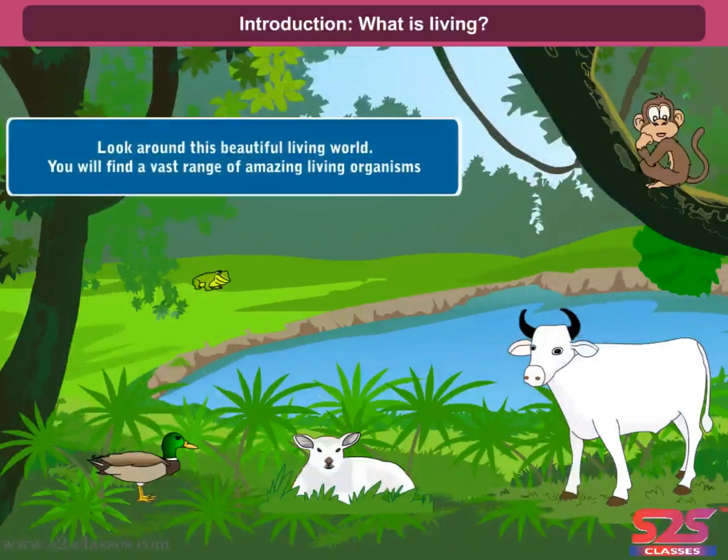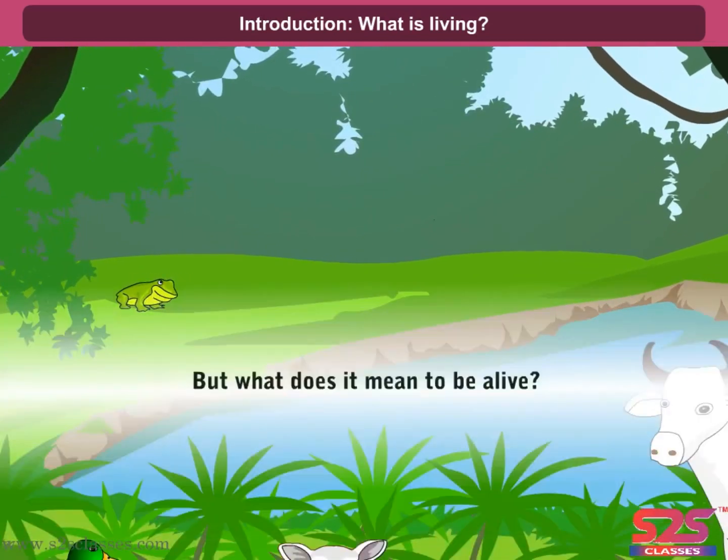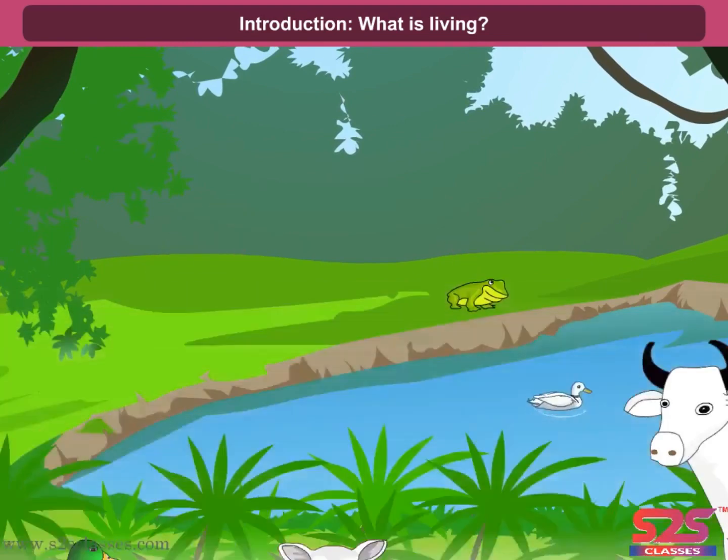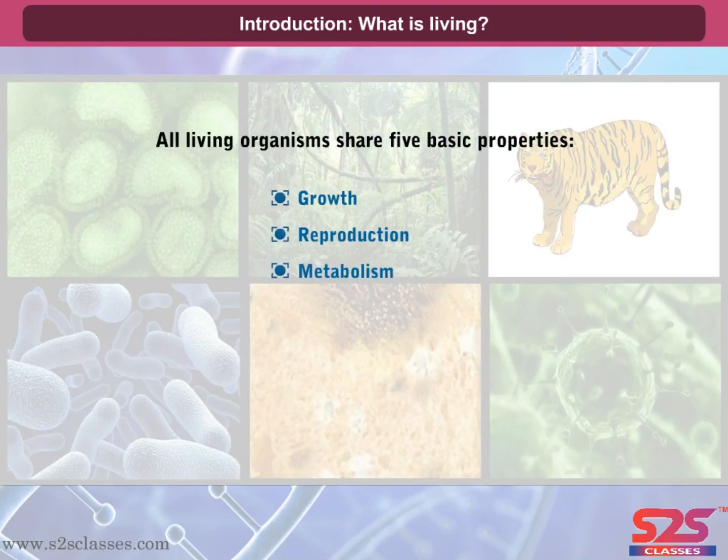Look around this beautiful living world. You will find a vast range of amazing living organisms. But what does it mean to be alive? All living organisms share 5 basic properties: growth, reproduction, metabolism, consciousness, and heredity.